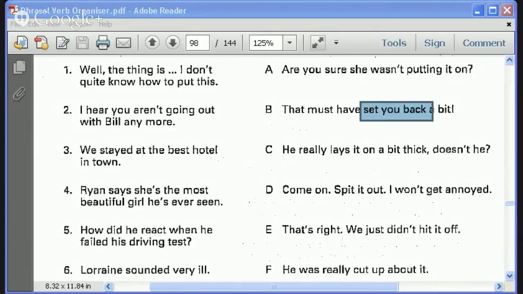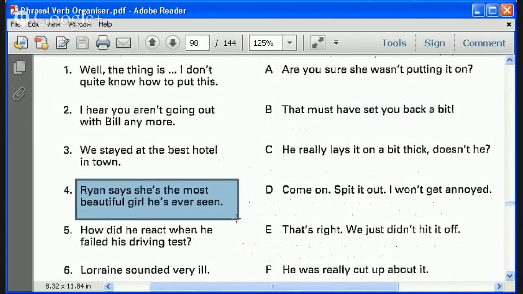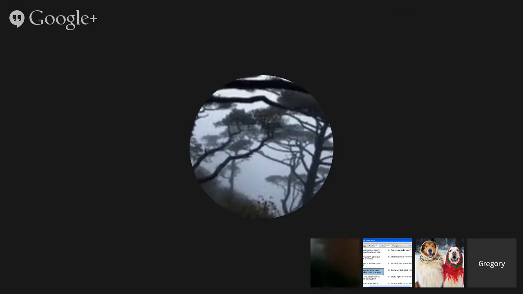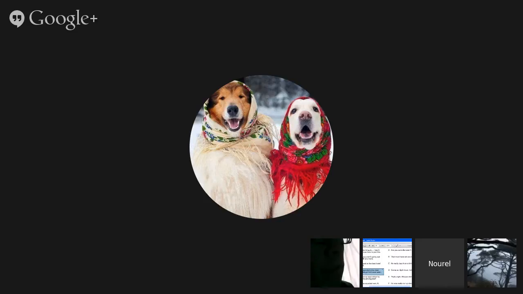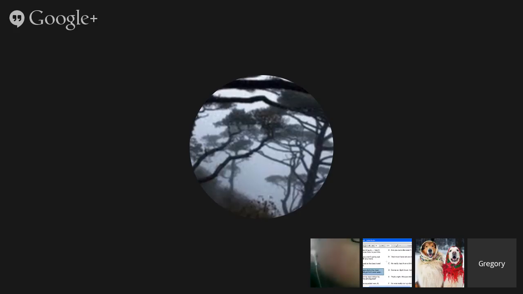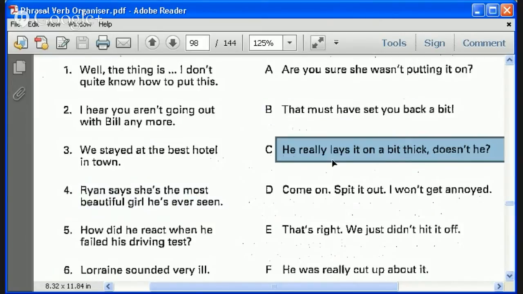Moving on. Next one, Gregory. Number four. Ryan says she's the most beautiful girl he's ever seen. I have no idea. Maybe A. Are you sure she wasn't looking? I could see why you'd say that, but no, that's not it. And this one would be hard to know if you didn't know.